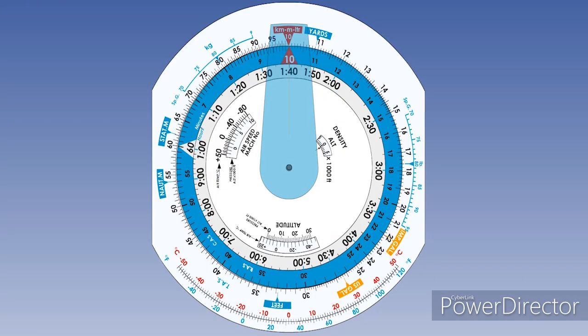You'll notice the inner blue scale is graduated in minutes for distance and time calculations, while the inner white scale is graduated in minutes and hours. On the inner white scale, hours are subdivided as follows: from 1 to 2 hours in 5-minute intervals, with each 10-minute interval being identified by the actual figure.